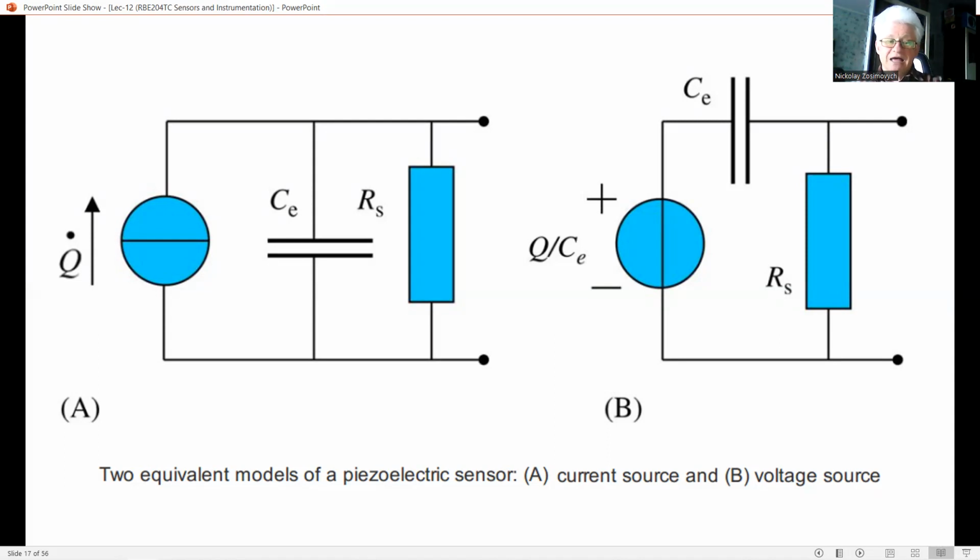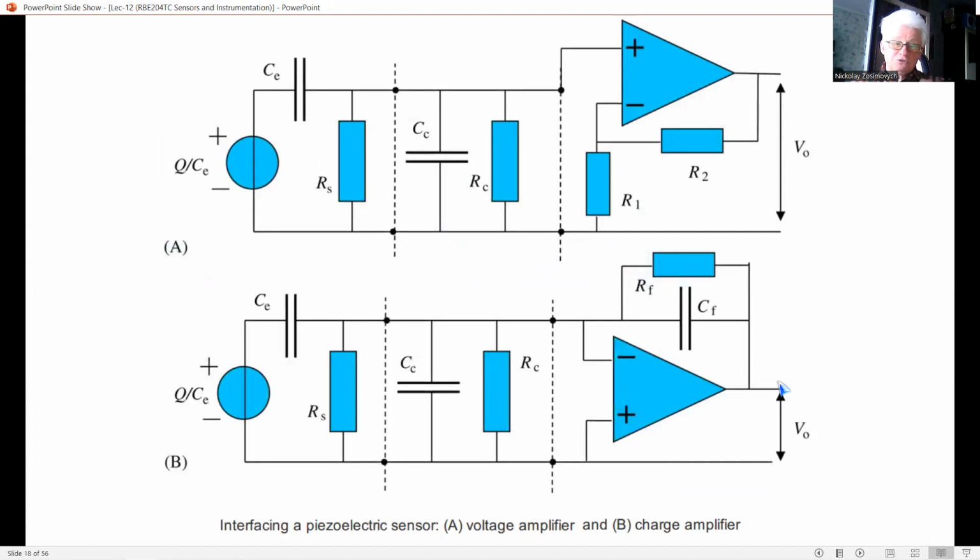In the second method, the charge is allowed to flow through an impedance, preferably a capacitor. The voltage across this capacitor is proportional to the charge. This type of interface is commonly called a charge amplifier. A better name would be the charge voltage converter. The next figure shows examples of these interface circuits, together with models for the sensor and the connecting cable, the part between the dotted lines.